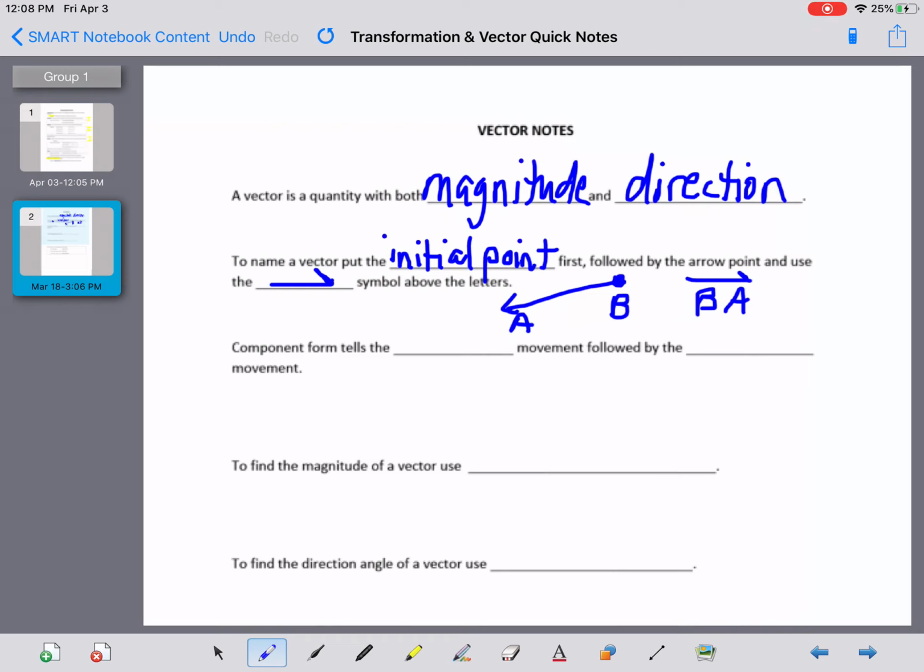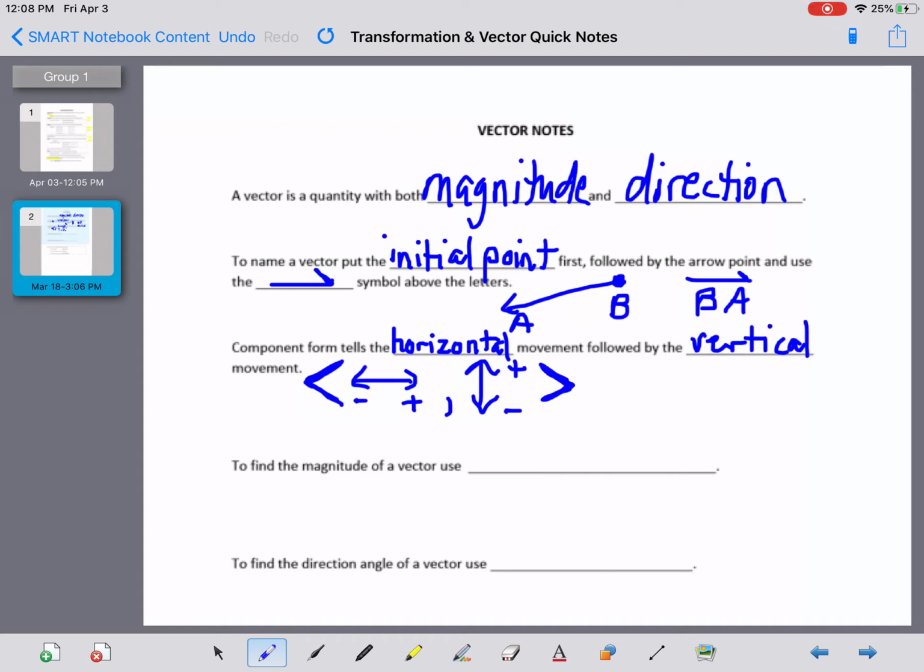Component form tells you the horizontal movement followed by the vertical movement. So in my pointed parentheses, remember, don't use regular parentheses because it looks like an ordered pair. Anything left or right, left is negative, right is positive. Anything up or down, down is negative, up is positive. So if I had something like -6, 3, remember, that's not an ordered pair.